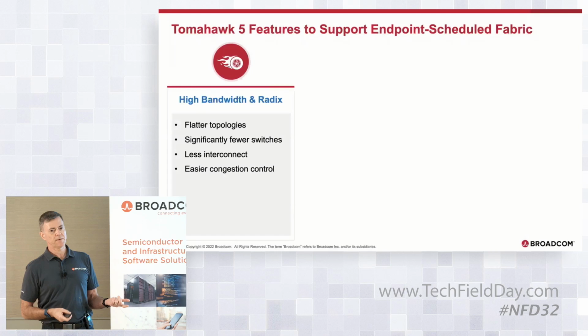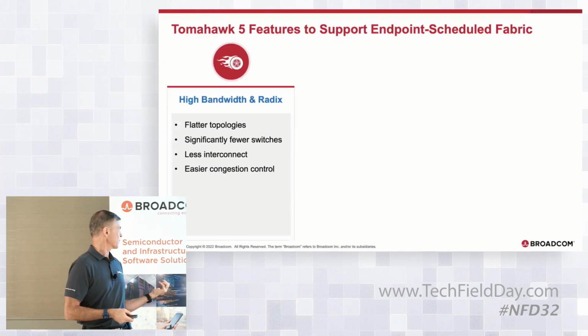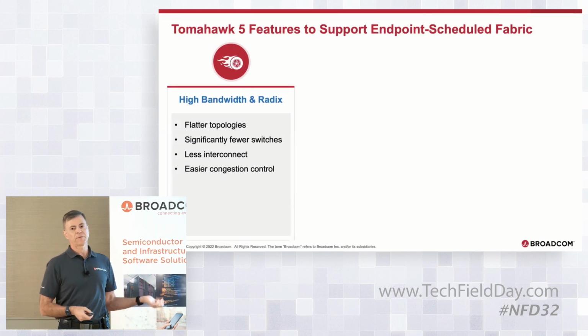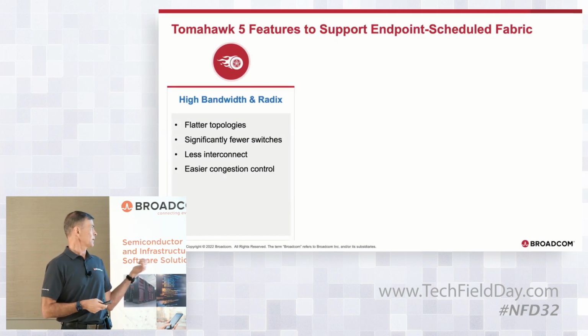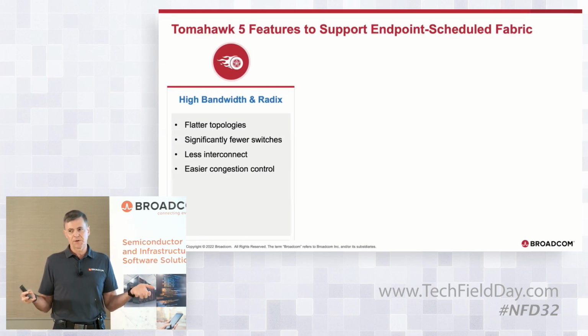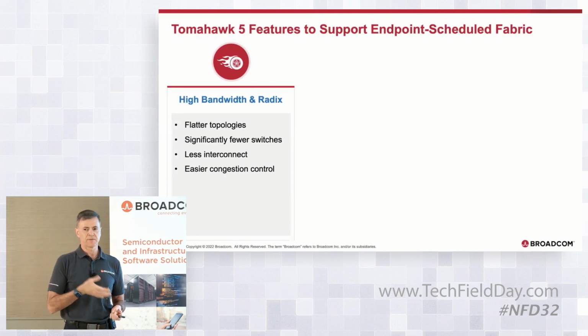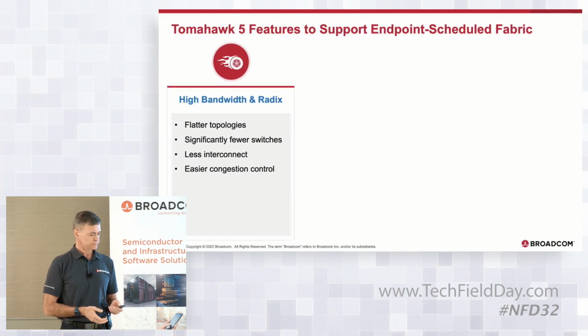Some of the features we have to support this endpoint scheduled fabric are, first off, high bandwidth and high radix. This leads to flatter topologies, significantly fewer switches, less physical interconnect, and importantly, easier congestion control. If you had one switch interconnecting all the nodes, you'd have one unified buffer for all the packets. Anytime you start adding hops or switches in the network, it definitely complicates network congestion control.